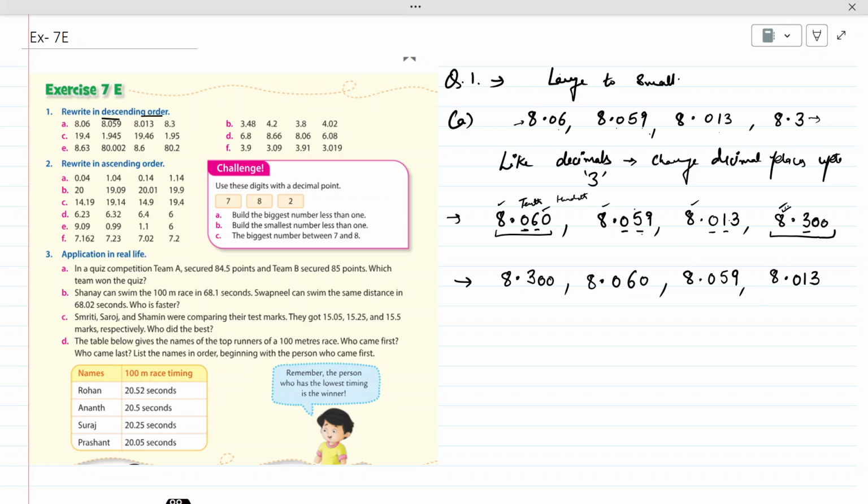Okay. So now this question is done. Let us pick another question. I am picking D part now. So in D part, we have 6.8, 8.66, 8.06 and 6.08. So these are the four numbers given to us.